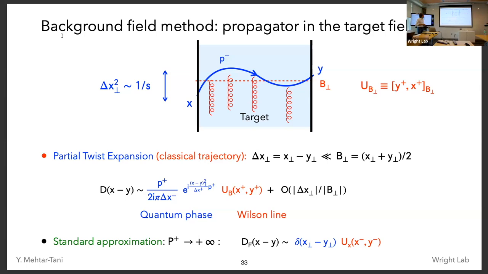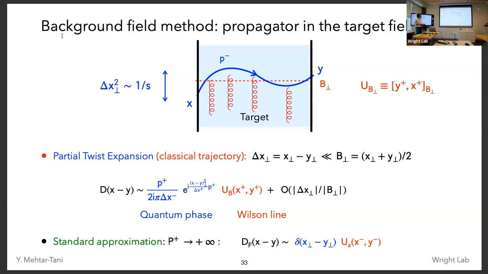So you can say, well, do I really need all of these dynamics? I know that because of Lorentz contraction, this Brownian motion is not so important. At the end of the day, the quark won't explore a large region of transverse space, so I can expand around the classical trajectory. And this is what we did. We expand the fields around the classical trajectory, and the final propagator is simply the quantum phase times, again, the Wilson line. You have a classical straight-line trajectory, which resums the color precession, the Wilson line, up to powers of the transverse separation x minus y divided by the position of this object here.